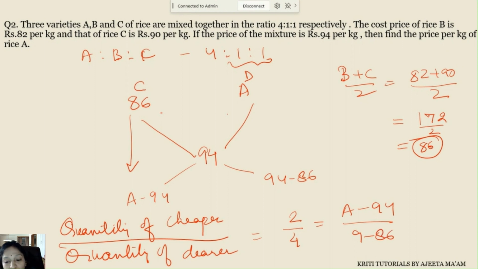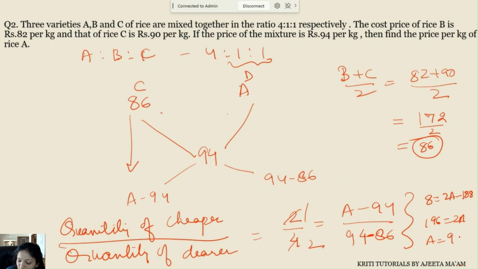So you can simply solve for A. It will be a linear equation in A. So what do you get here? 94 minus 86, that is 8, is equal to 2A minus 188. So if you take 188 to the left hand side, what do you get? 196. And that is 2A. So A is how much? Simply 98.